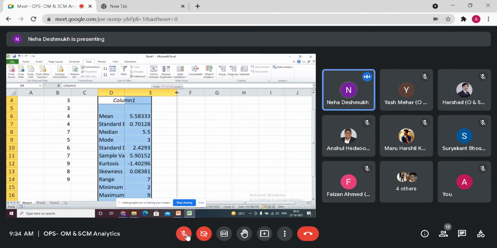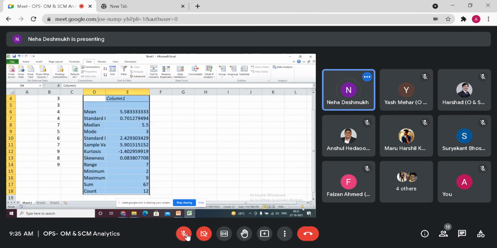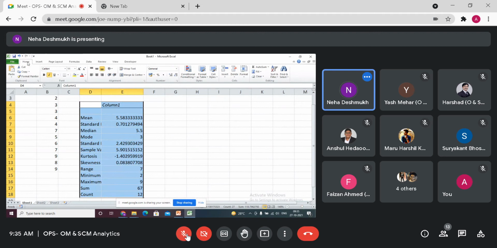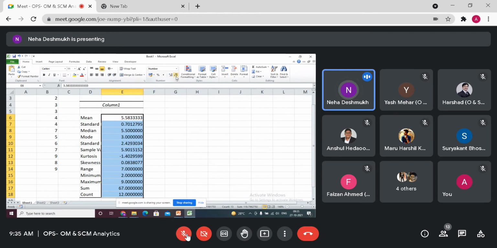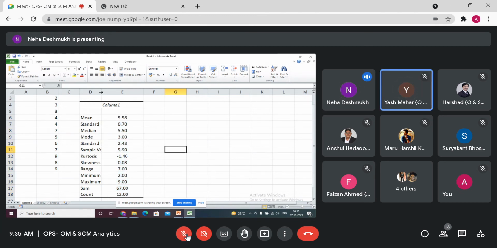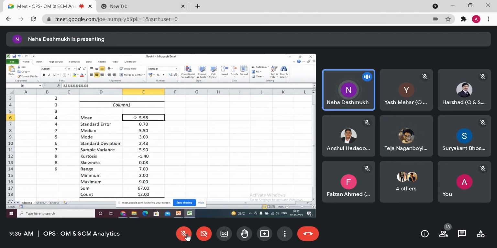See, ma'am, is there any formula to calculate this individually? Yes, you can calculate individually. Now you tell me, to calculate the mean, what is the formula? We have already discussed all this. Equal to mean, or average. Standard deviation STDEV, median MEDIAN, MODE. Sorry, this is standard error. Sample variance, we just calculated this. You can calculate the variance here also.